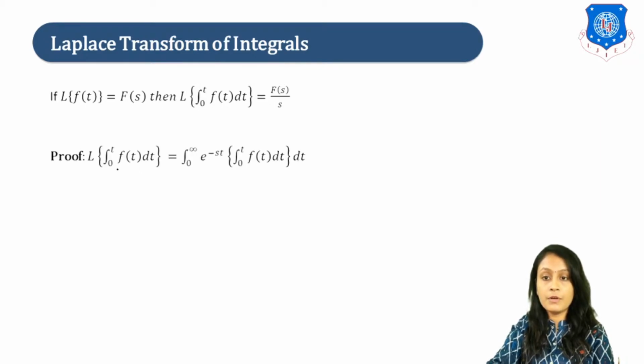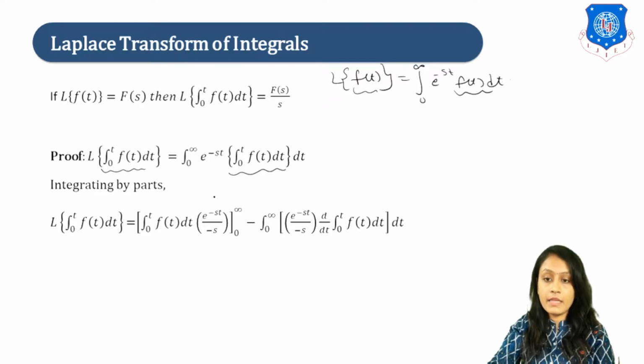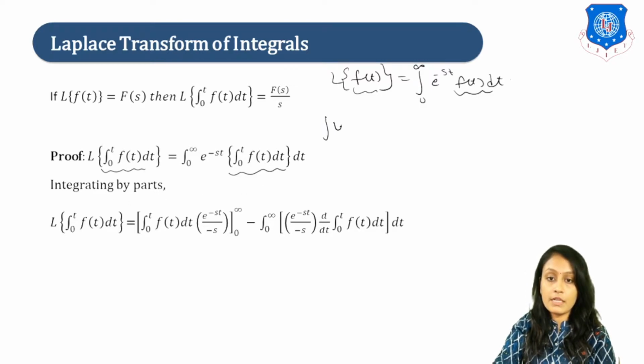Now let's see its proof. We know this formula: the Laplace transform of f(t) is the integral from 0 to infinity of e raised to minus st f(t) dt. Now in place of f(t), here we have the integral from 0 to t of f(t) dt. Now we will integrate it by parts. We know the formula: the integral of u v dx is equal to u times the integral of v dx, minus the integral of du by dx times the integral of v dx, the whole dx.